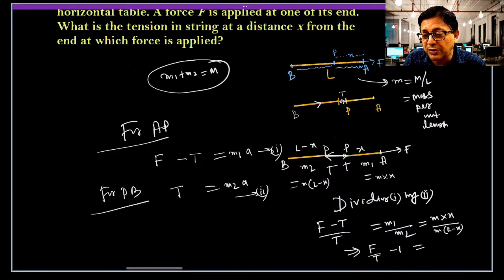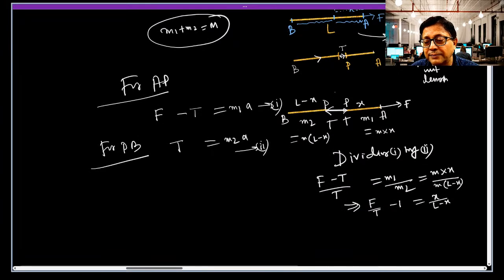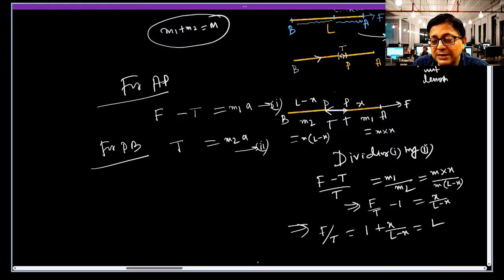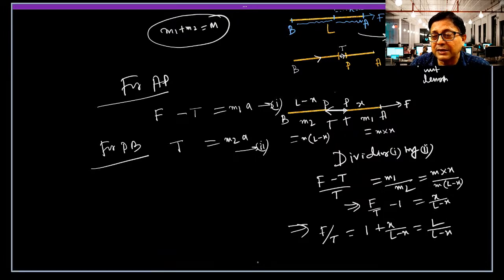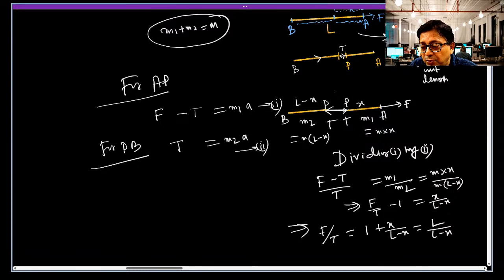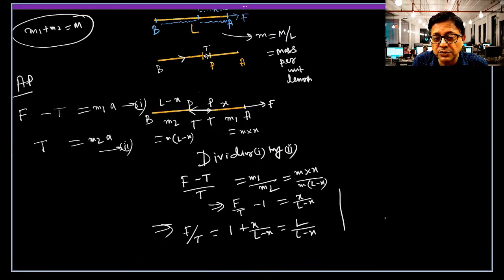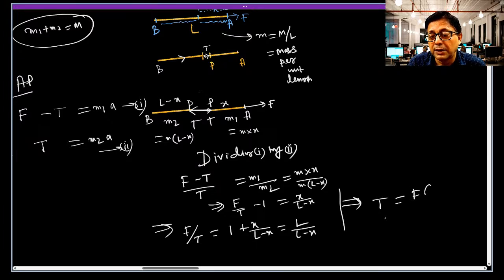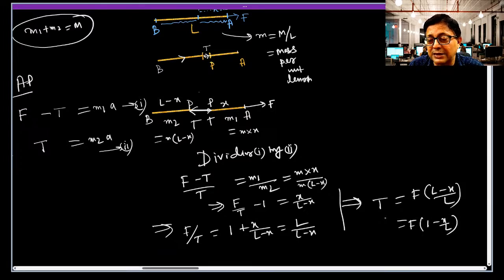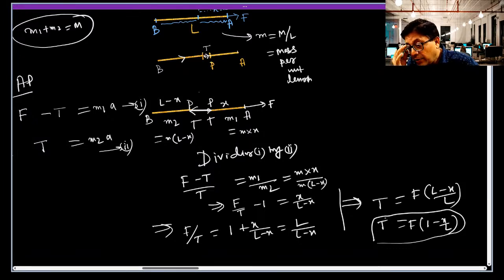So F by T minus 1 equals x by (L minus x). Clear? So this implies F by T equals 1 plus x by (L minus x), which is L by (L minus x). Our aim is to find the value of T in terms of F and L. x is also given. So T will be F into (L minus x) by L, that is F into (1 minus x by L). This is the tension at a distance x from the end on the right side.